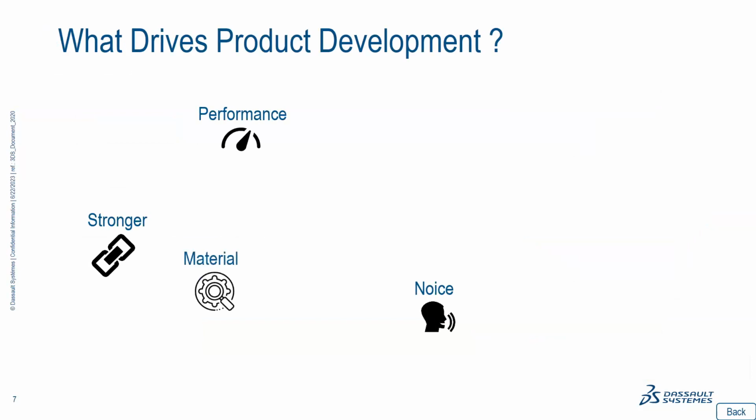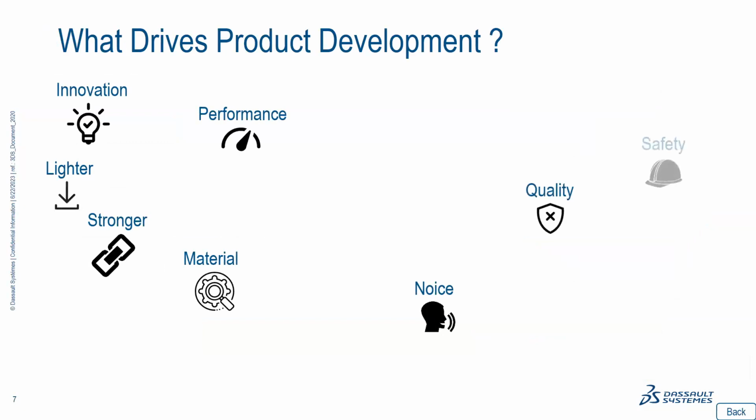So today, when you're developing a new product, you have plenty of factors which will drive your development. First, there is the performance. It also has to be a stronger product. You also maybe have to take care of the noise. You have to choose the material, if the material has to be sustainable or not, or if the material is available or not. Sometimes you can have some issues with materials you cannot get. You have to be more innovative. You have to have lighter products. You have to ensure the quality, and have safe products.